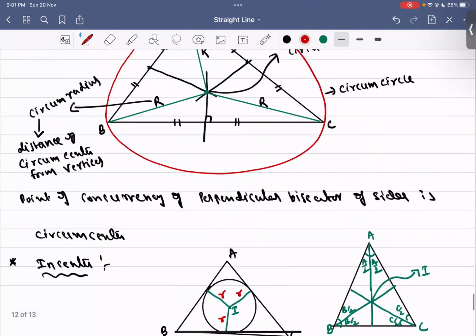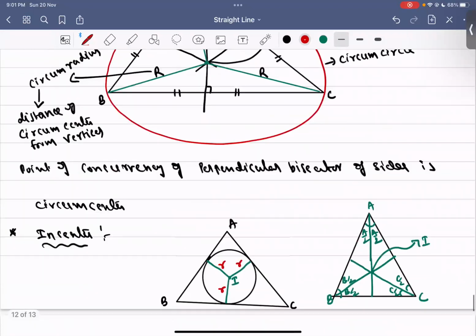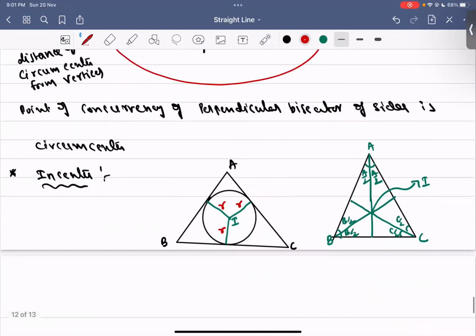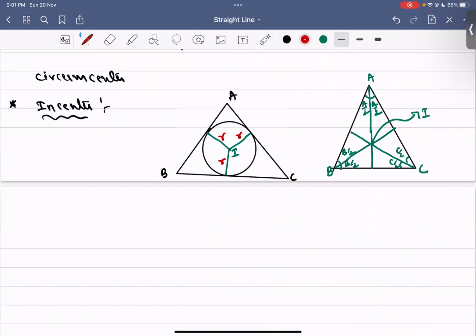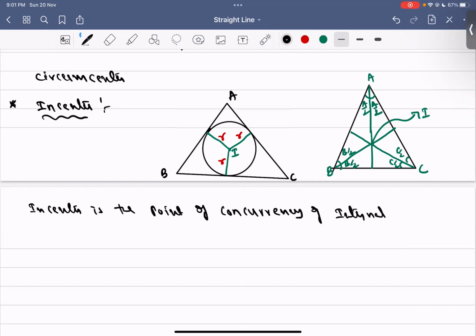In the previous one, capital R is the radius of the circumcircle. Here inradius is denoted by small r. So this is the incenter definition. We will write the definition. Incenter is the point of concurrency of internal angular bisectors. Yes, sir. Internal angular bisectors.